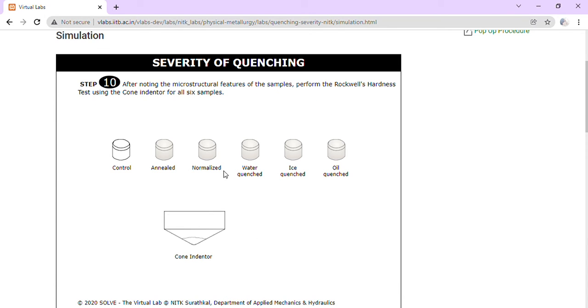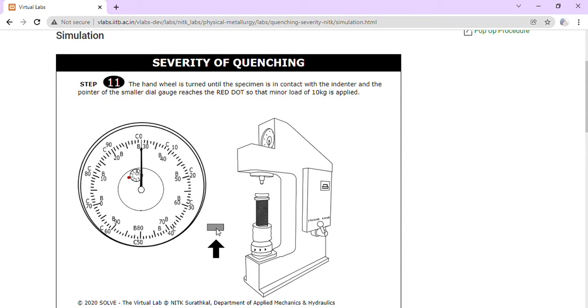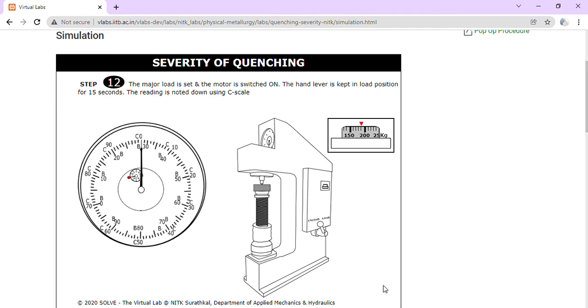Step 10. After noting the microstructural feature of the samples, perform the Rockwell hardness test using the cone indenter for all 6 samples. Step 12. The major load is set and the motor is switched on. The hand lever is kept in load position for 15 seconds. The reading is noted down using C scale.